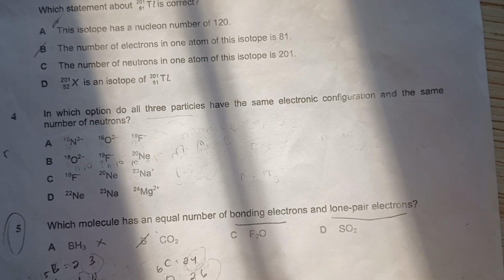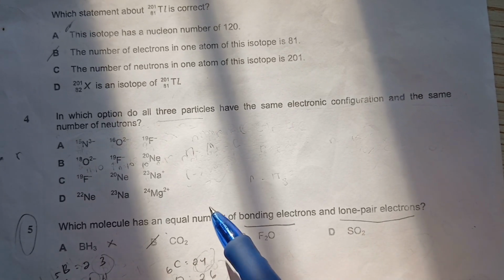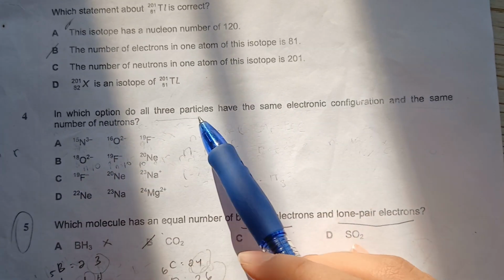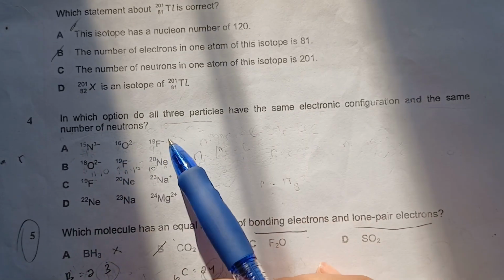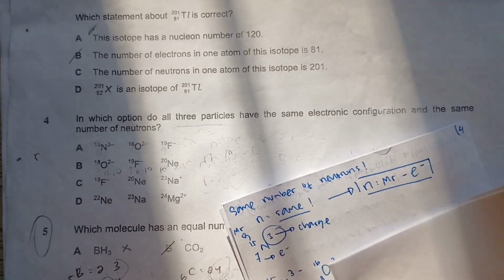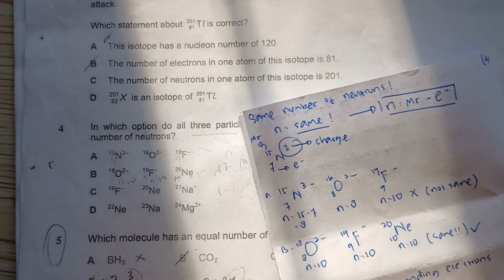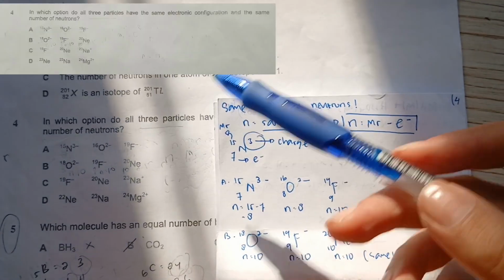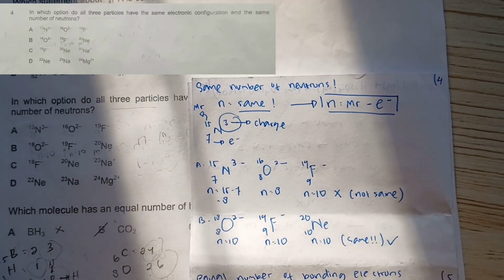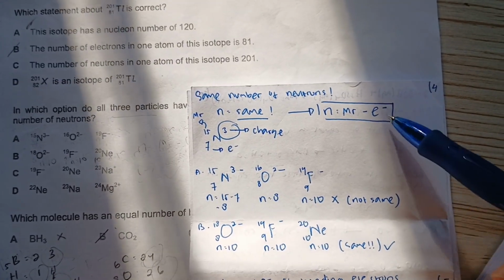So let's jump to the first question. First question is number 4. In which option do all three particles have the same electronic configuration and the same number of neutrons? So I already wrote it in here. I will show you the question in here so you can see it clearly. So, the same number of neutrons.